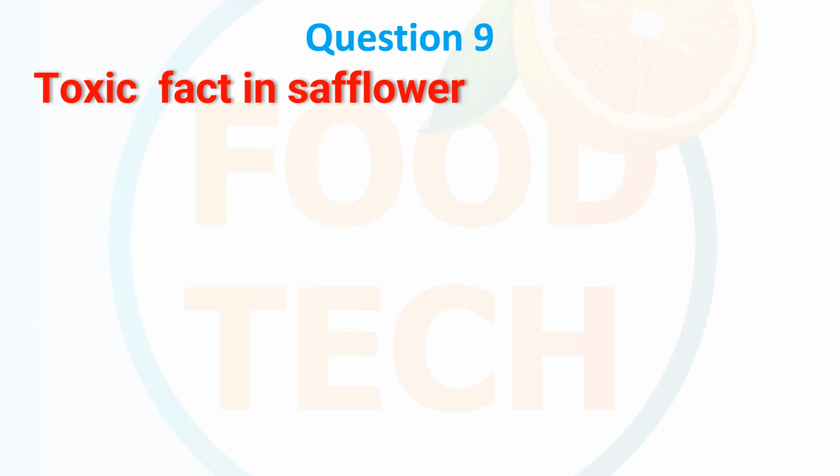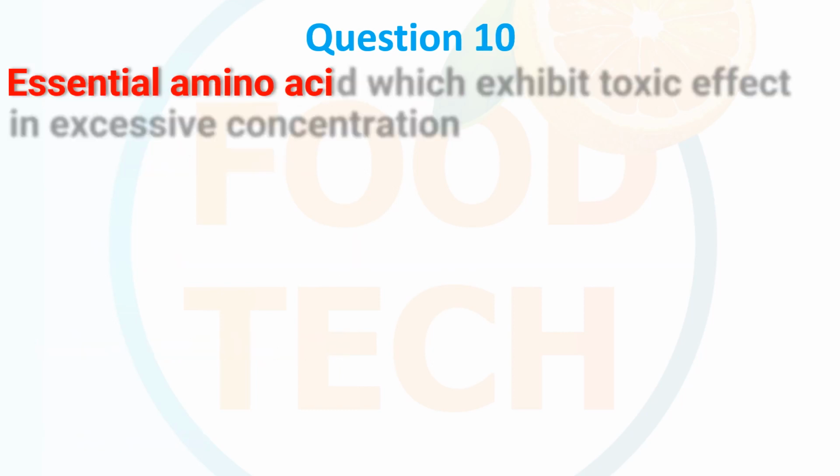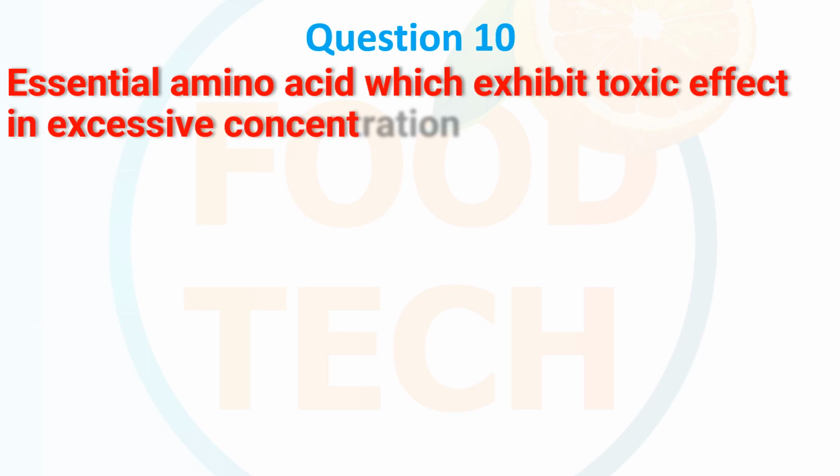Toxic factor in safflower. A. Carthamic factor. B. Cyanoferrous gluconoside. C. Isogluconosinolate. D. Oxalate. The answer is A. Carthamic factor.